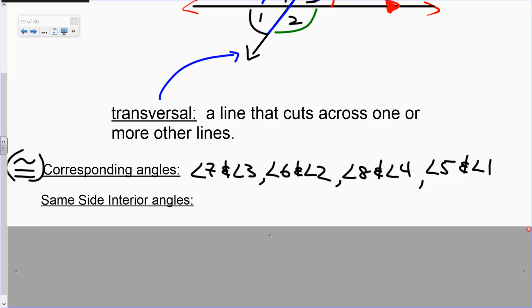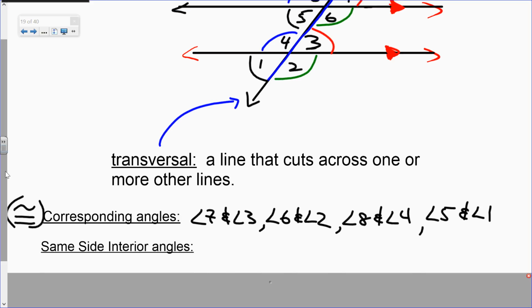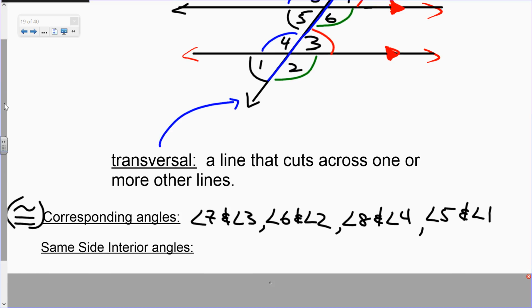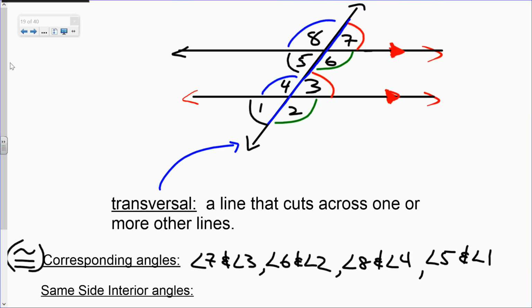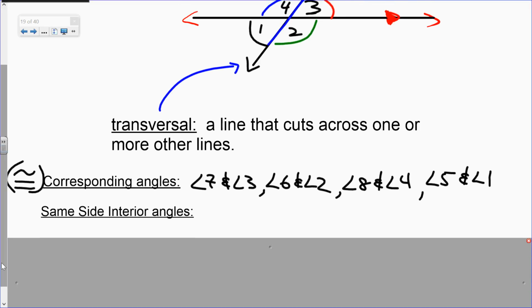All right. Now, the words same side are referring to the transversal. What are some angles to the right of the transversal? Can you guys name me some angles to the right of the transversal? Just name some randomly. 3 is to the right. What else is besides 3? 6, 2, 7. These 4 angles are to the right of the transversal. 8, 5, 4, and 1 are to the left of the transversal. So when I'm saying same side, I'm talking about angles on the same side of the transversal.